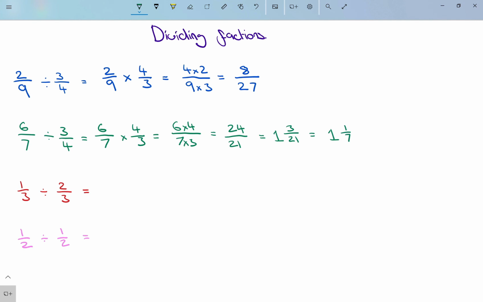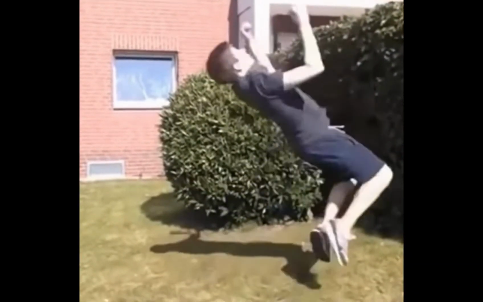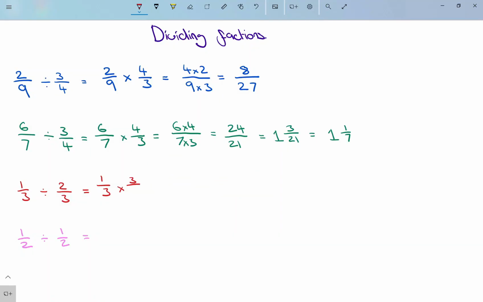Now we'll do 2 more examples. This one has a shared denominator, so we're going to flip to 1/3 then multiplied by that flipped fraction. So 1/3 times 3 over 2 equals 1 times 3 over 3 times 2, which equals 3 over 6, and they share a factor of 3, so 3 divided by 3 equals 1, 6 divided by 3 equals 2.